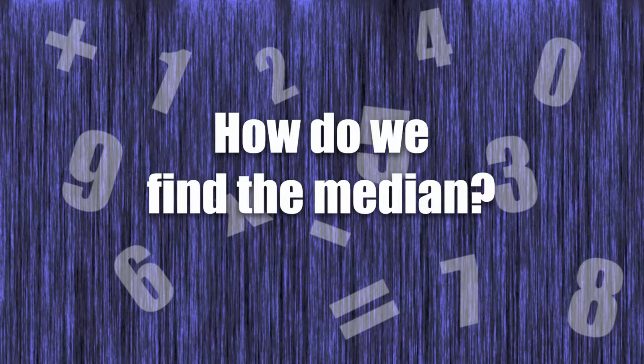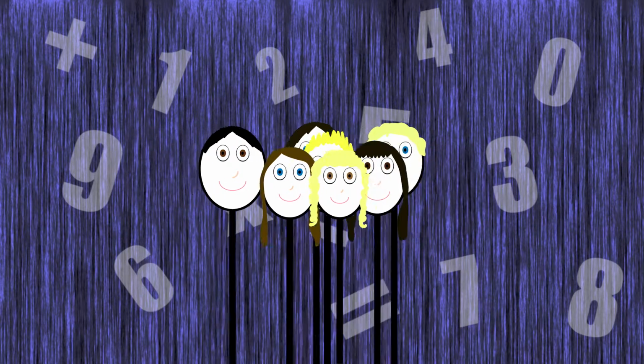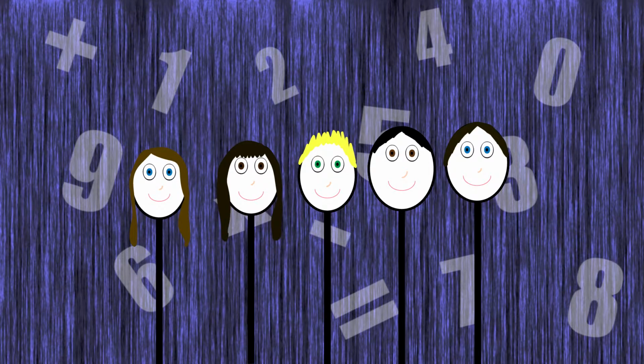Let's come back to our 4th grade class. How do we find the median? In this example, we want to find out the average height of the students in this class. Since Jack and Bobby are so much taller than the rest of the students, the mean isn't going to work very well. Let's find the median. First, we need to line all of the students up by height from least to greatest. Next, we need to find the middle of the line of students. To do this, let's take the ends of the line away one pair of students at a time.